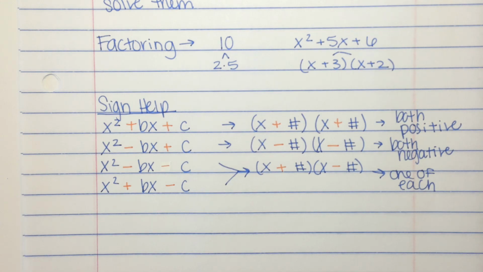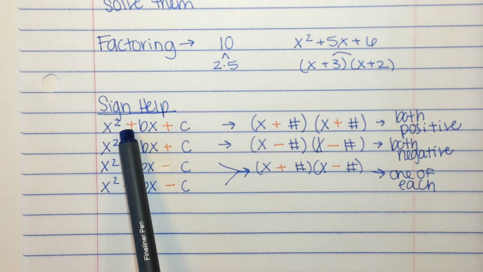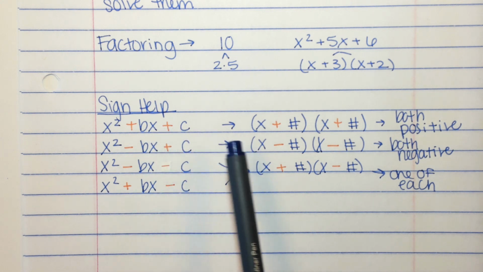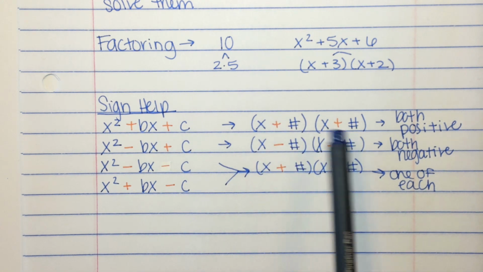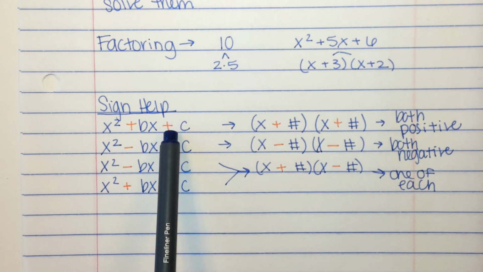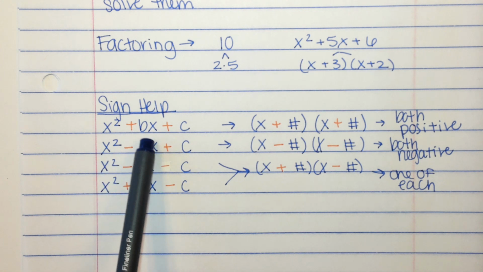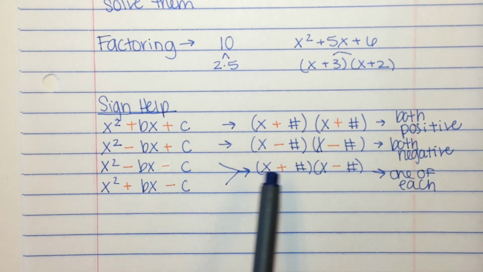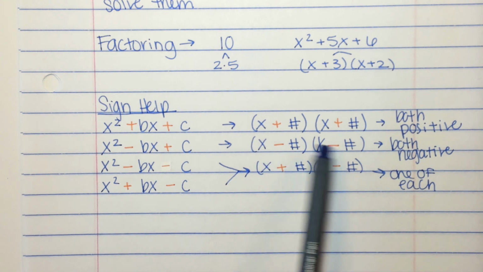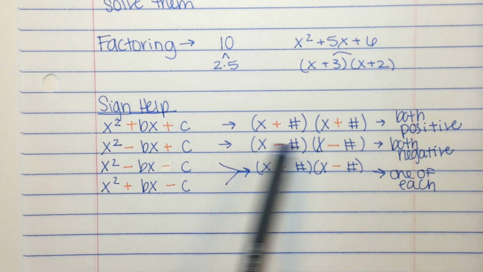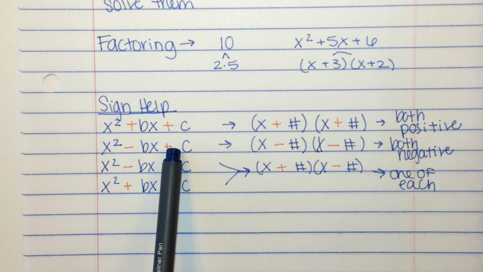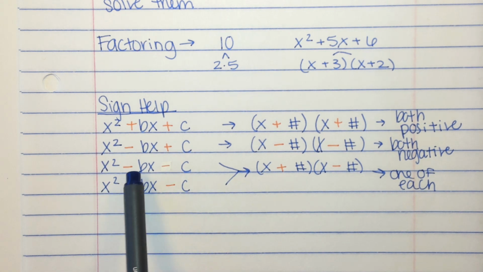Now, before we start factoring, I'm going to give you a little tip for your signs. So when you have a quadratic expression where your b term is positive and your c term is positive, that means that both of your factors are going to be positive, because if you multiply 2 positives, you get a positive, and if you add 2 positives, you get a positive. If you have a negative b term and a positive c term, that means that both of your factors are going to be negative, okay, because a negative times a negative makes a positive, but if you add 2 negatives, you still get a negative, okay?